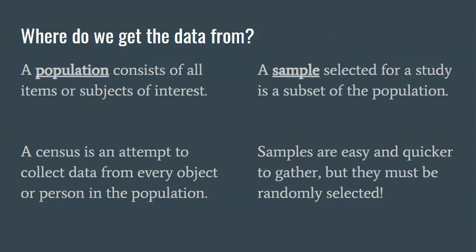A sample selected for a study is a subset of that population. So usually the population is too big. Like we can't ask everybody in Ohio how much coffee they drink or if they even drink coffee. So maybe we just get a subset of that population and we call that subset a sample. Samples are usually easier and quicker to gather. You don't have to go around asking 13,000 people a question. Maybe you only do a sample of 200. And again, it just makes it a little bit more convenient for us. But it is important that samples are only good if they're selected randomly. We're going to talk a lot more about that in this unit.